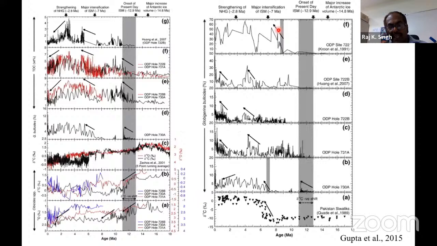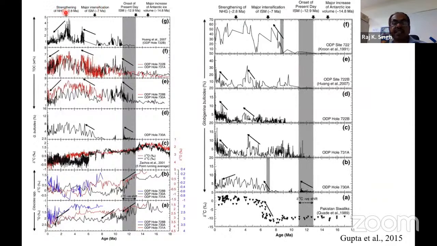Later on, Gupta et al. studied other sites from these regions, and they talked about the initiation of the monsoon based on different records: the onset of the monsoon around 12.9 Ma and intensification around 7.